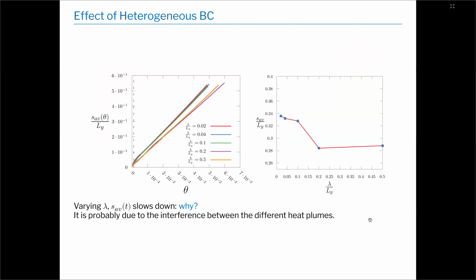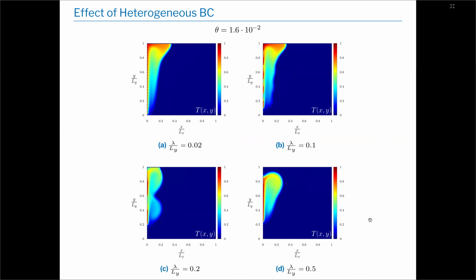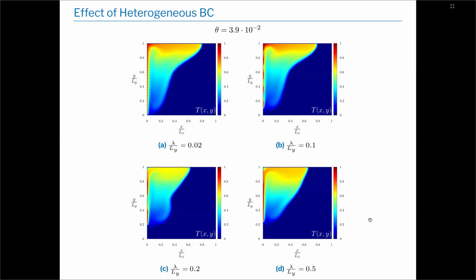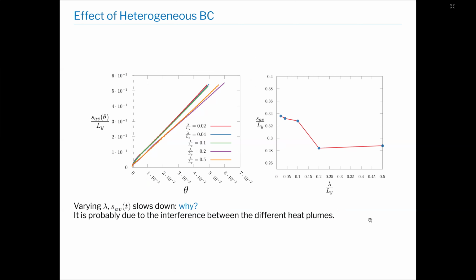For a more quantitative picture, we can, for example, plot the average melting front in the adimensional time, and we can see that varying the lambda, the melting front slows down. We can ask ourselves why, and we thought that this is due to the interaction of the different plumes that we can see here in the slide before. We can see that here there is interference, and so this could influence the melting front and heat transfer. Moreover, if we plot a snapshot in time of the average melting front, we have that it has a minimum. And this is worth studying, but we did not focus on this for now.